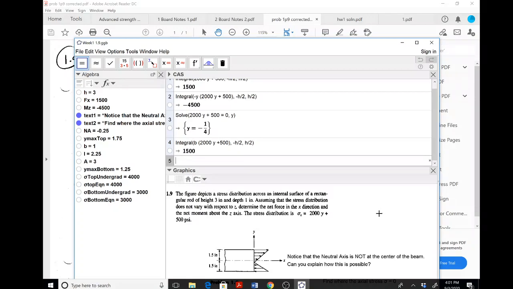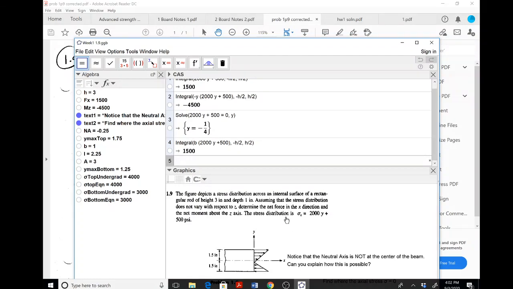And most importantly is this equation right here. The stress equation is given to us, but the question is, what is the net force in the x direction? X is typically along the axis of the member. And what is the net moment about the z-axis? So that's your typical bending moment. Your thumb is coming out of the page.